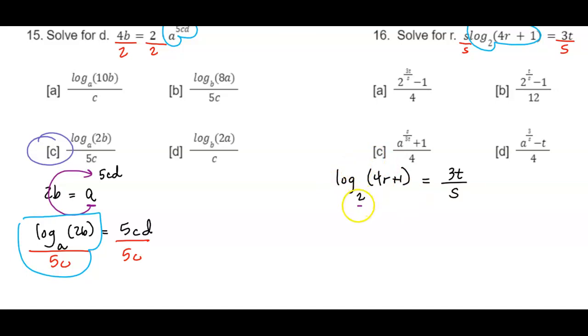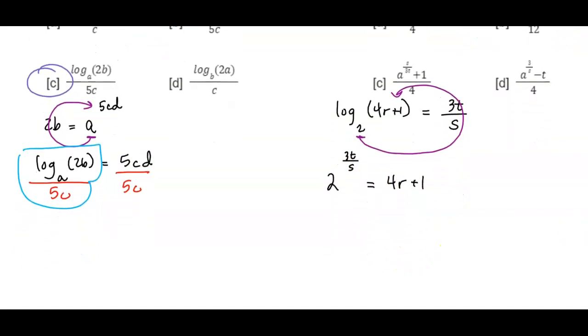turn it into an exponential, starting with the base towards the equal sign. 2 raised to the 3T over S equals 4R plus 1. Again, that's 2 raised to the 3T over S equals 4R plus 1. 2 more steps to solve for R.